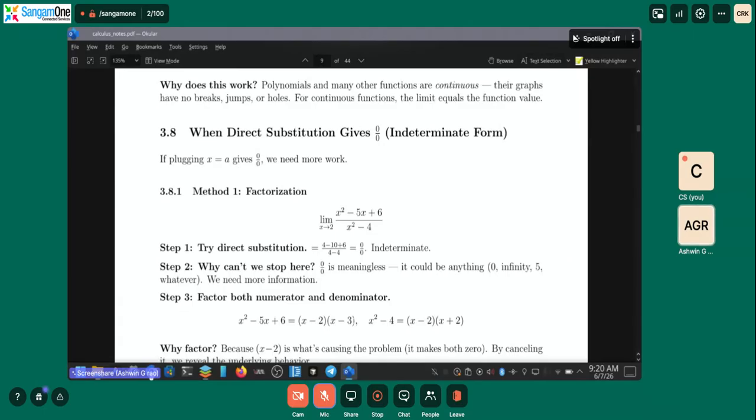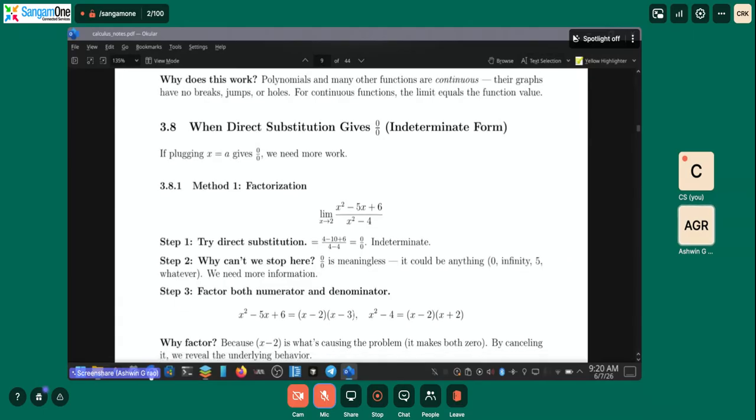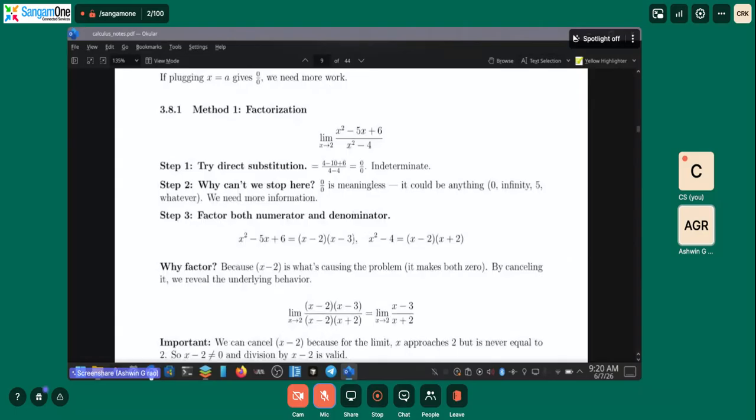We need more information. So we factor both numerator and denominator. x squared minus 5x plus 6 is represented by x minus 2 times x minus 3.